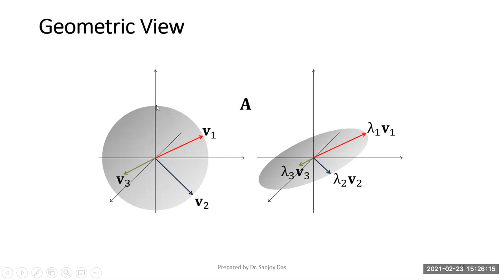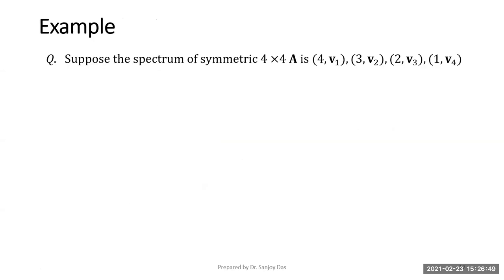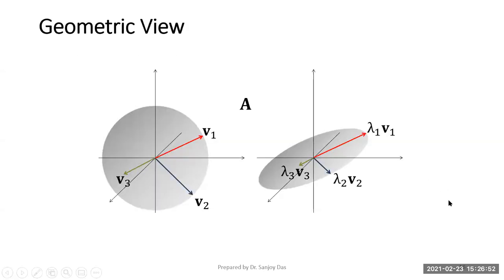Take this unit sphere here. It maps to this three-dimensional hyperellipsoid. The major axis is along V1, the second major axis is along V2, and the third major axis is along V3. And the lengths are lambda 1, lambda 2, and lambda 3. Okay, and I'll demo this in Matlab in a bit.